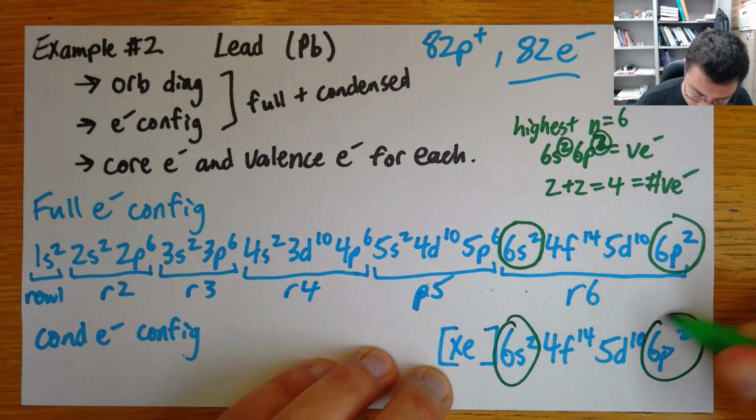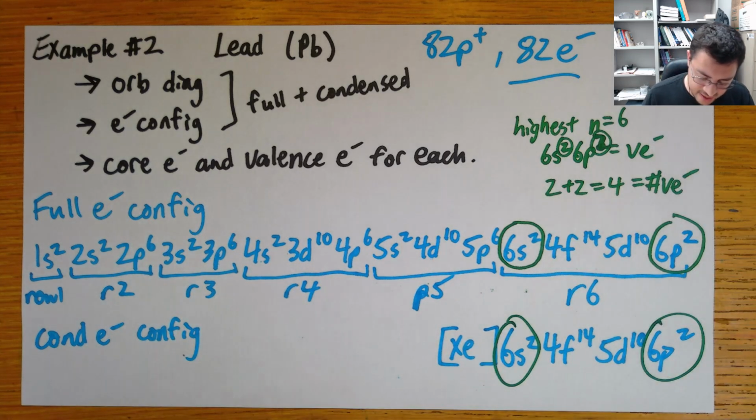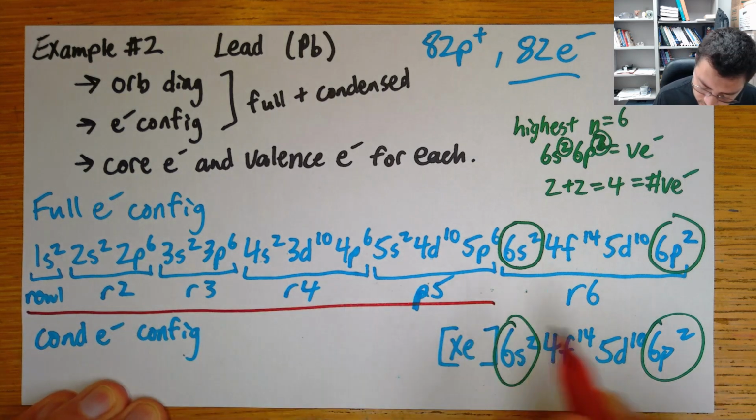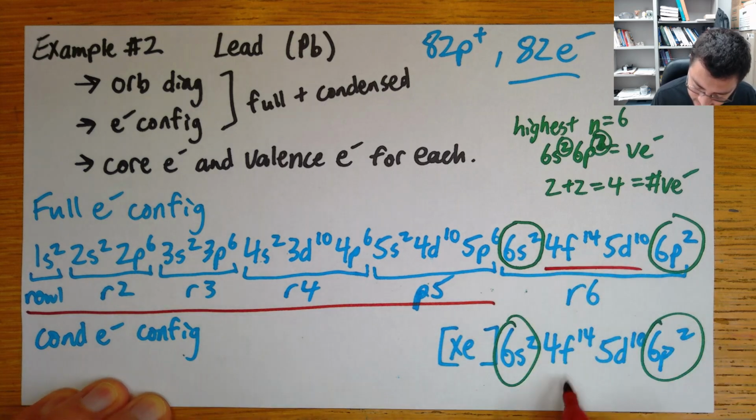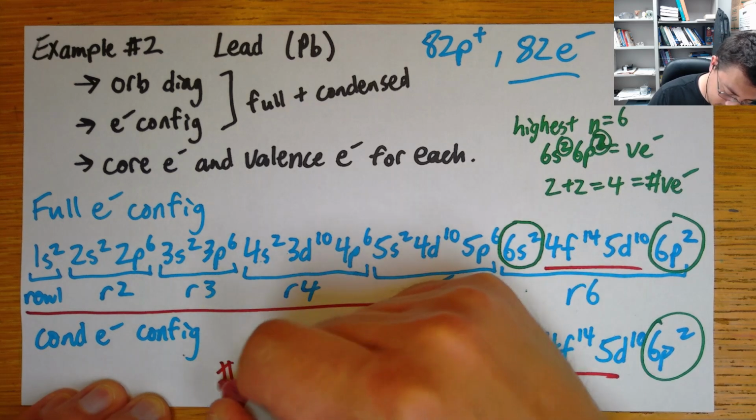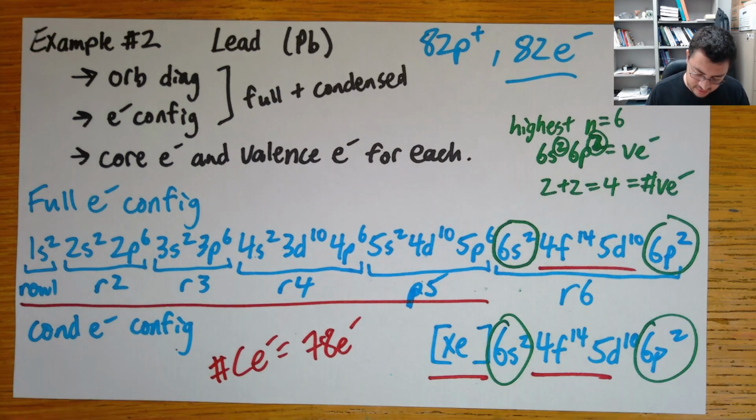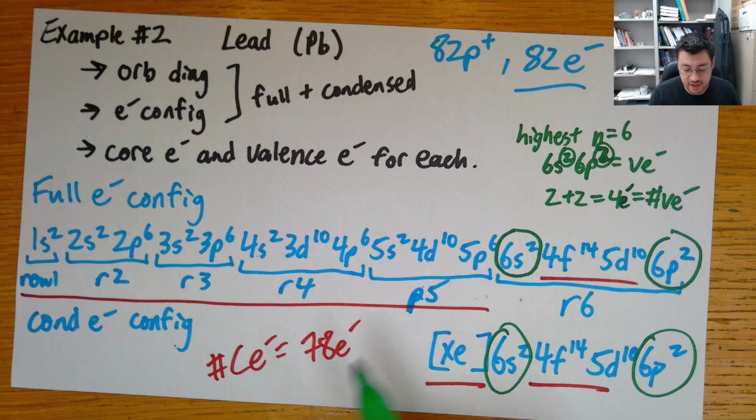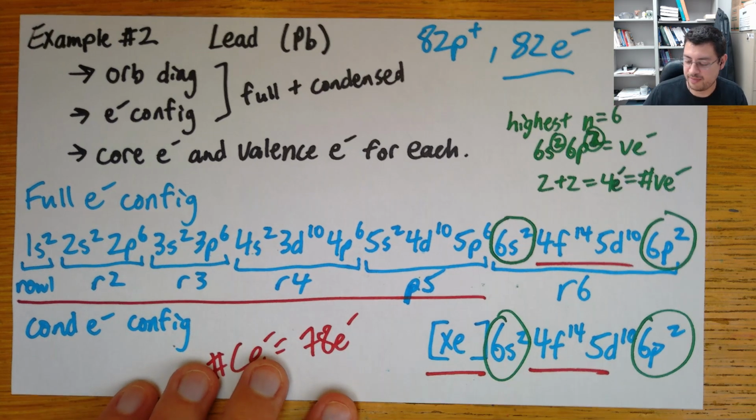There they are in the condensed configuration. And then core electrons would be everything else. Okay, all that's core, and then those are core as well. Same deal here. So our number of core electrons would be 78 electrons. Okay. Just labeling everything. 4 electrons. Yeah. Okay. And 78 plus 4, 82. Yeah, we got it. All right. So that's the electron configuration. And now let's do the orbital diagram.